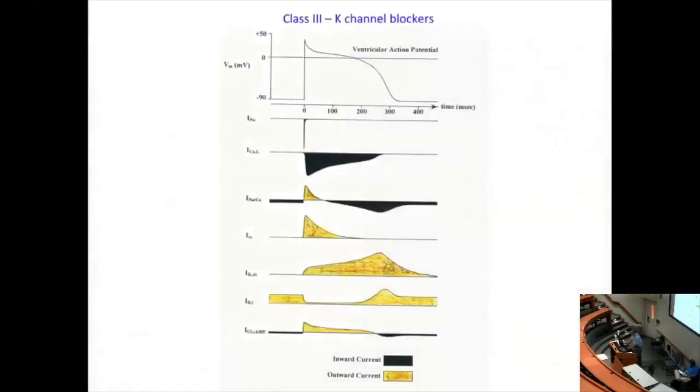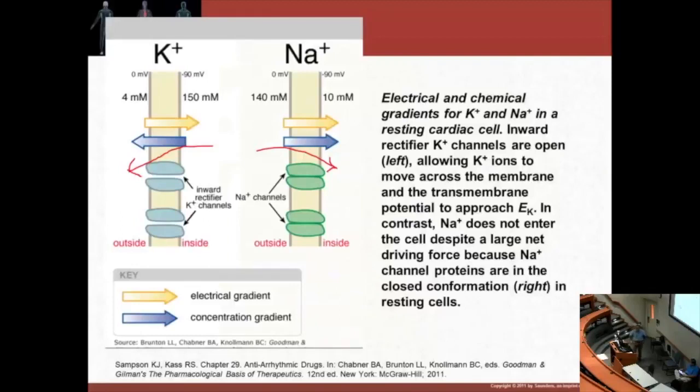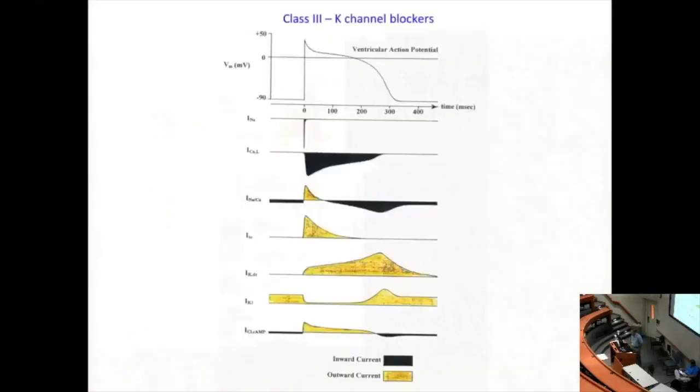All right. So as we transition now, we're basically setting up the potassium-sodium current. And let's talk a little bit about the potassium channels themselves.